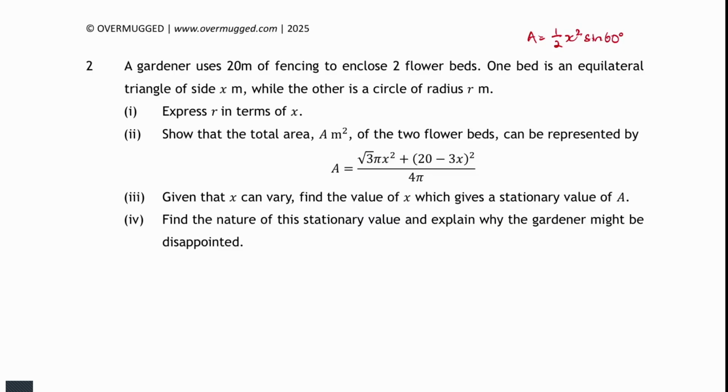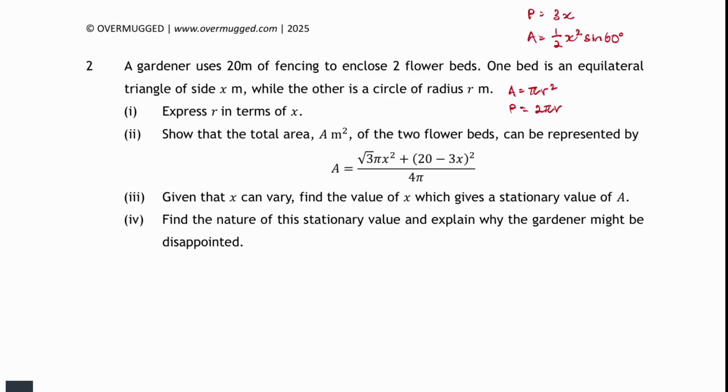Then the area for the circle is pi r squared. The perimeter of the circle, or the circumference, we can call it 2 pi r. Then for the equilateral triangle, the perimeter we can say is 3x. These are all the prerequisite formulas that you need for this question. First one, they say he used 20 meters to enclose 2 flower beds. So basically, the 2 perimeters of the 2 flower beds add up to give me 20. That's what the story is saying.